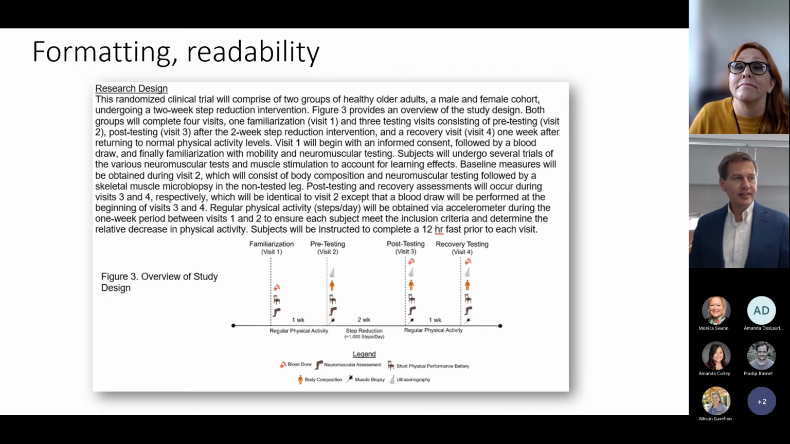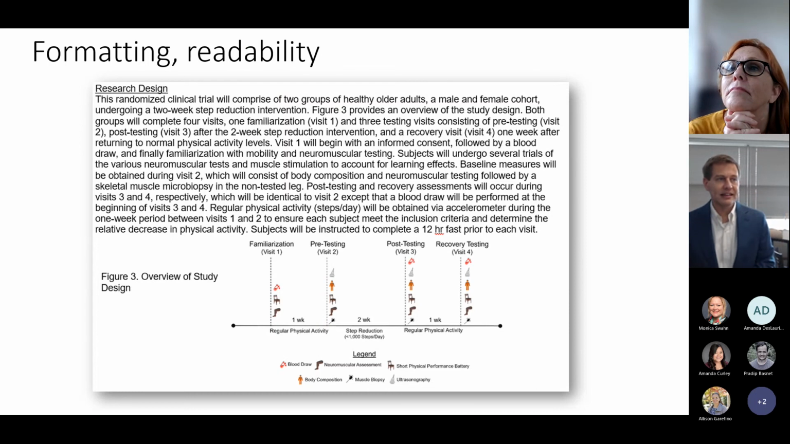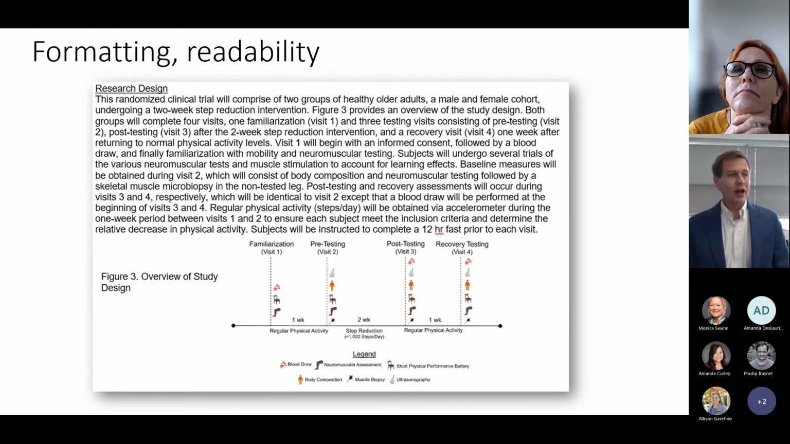So this is the very start of the research design section. A research strategy will have a section on significance, a little bit of background, some innovation, and then you get into here's the study. So while I'm talking, you can be reading through this just to get an idea of how it looks.